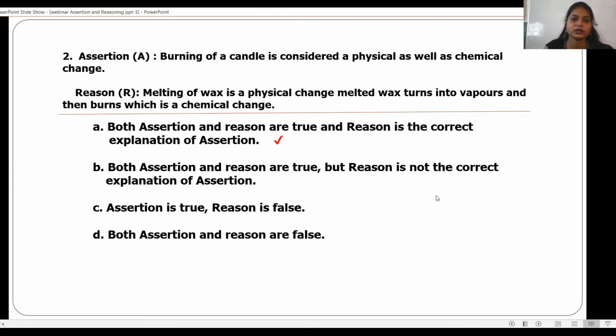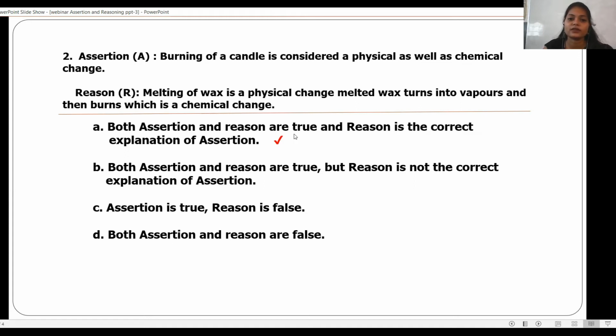Moving to our next question. Here the assertion is burning of a candle is considered a physical as well as a chemical change. Students, this is also true. And the reason is melting of wax is a physical change, the melted wax turns into vapors and then burns, which is a chemical change. So here both these statements are correct and the reason is appropriate for the assertion. So here also we will pick the first option.